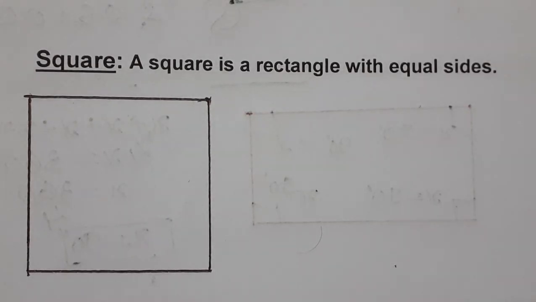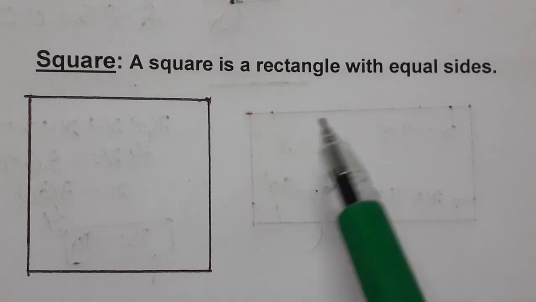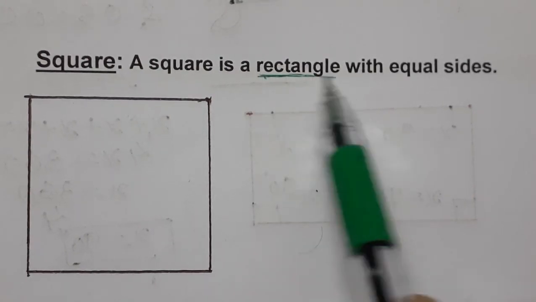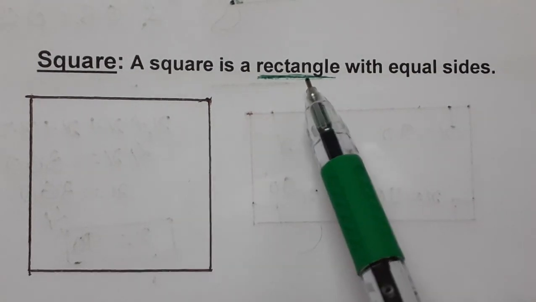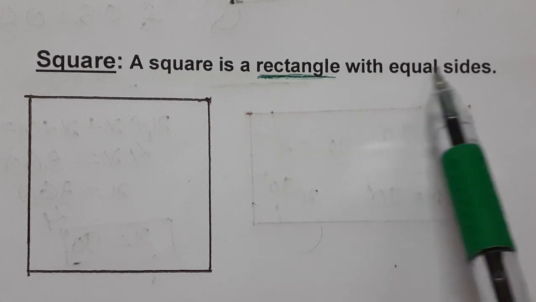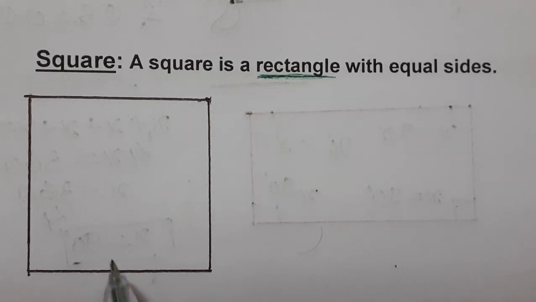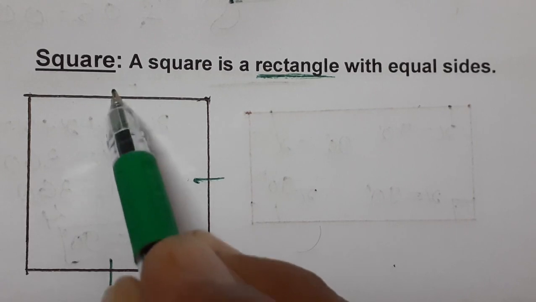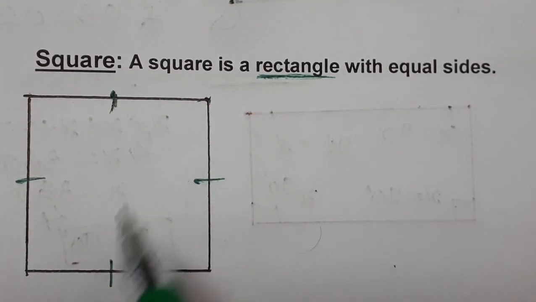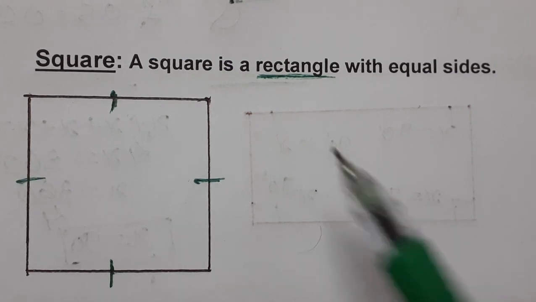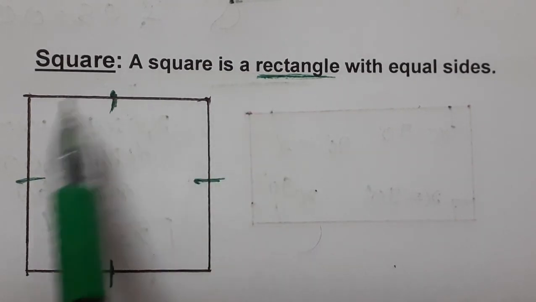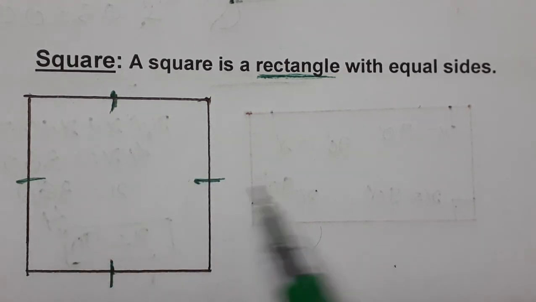Now see, a square is a rectangle. Square is called a rectangle, and a rectangle is a parallelogram, we know, children. So a square is a rectangle with equal sides. All of its sides are equal. In a rectangle, sides are not equal, children, but a square is a rectangle which has all sides equal.